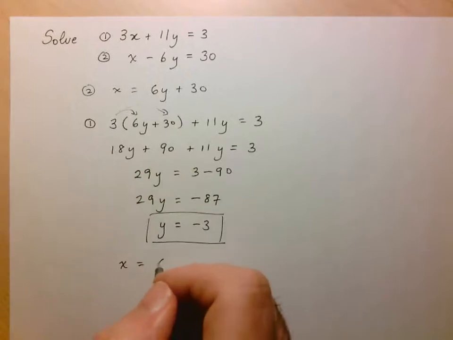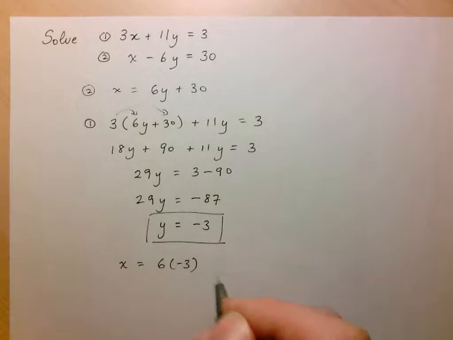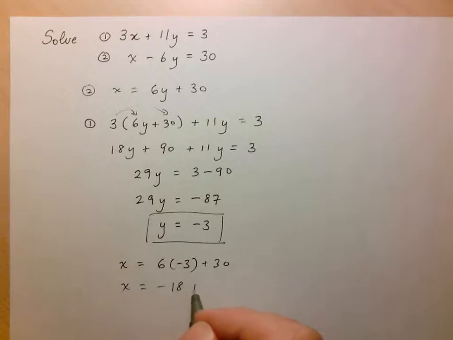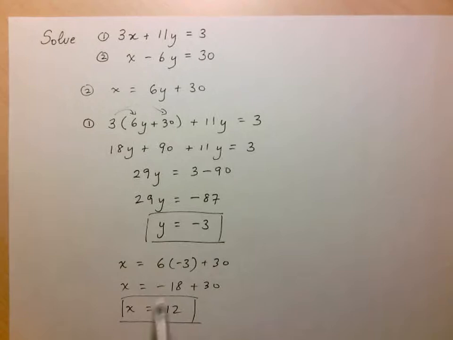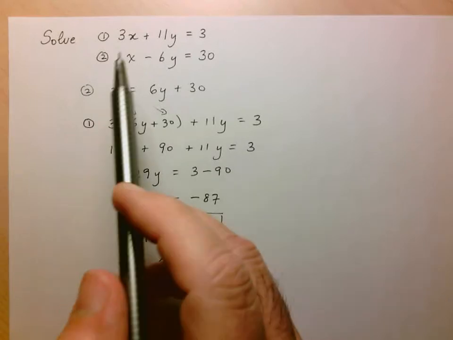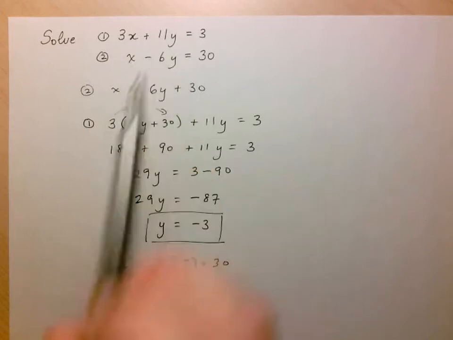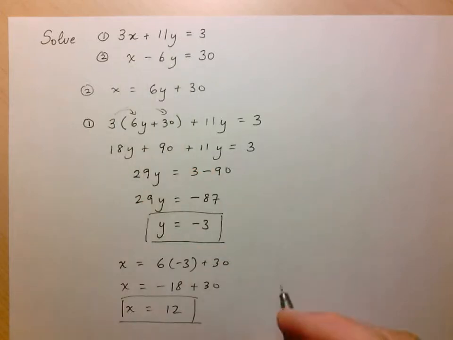So x is equal to 6 times negative 3, my y value, plus 30. Here we have x is equal to negative 18 plus 30, and so x is equal to 12. So the solution to this system of equations is y equals negative 3, x equals 12. Now, if the question was to find the point of intersection between these two lines, I would give my answer as the ordered pair (12, -3).